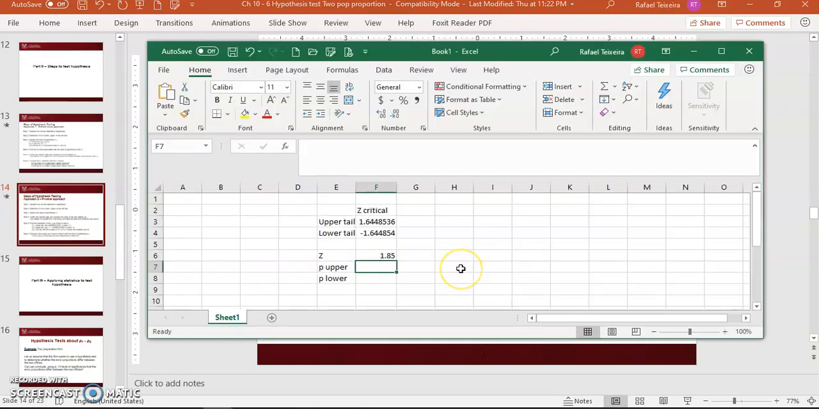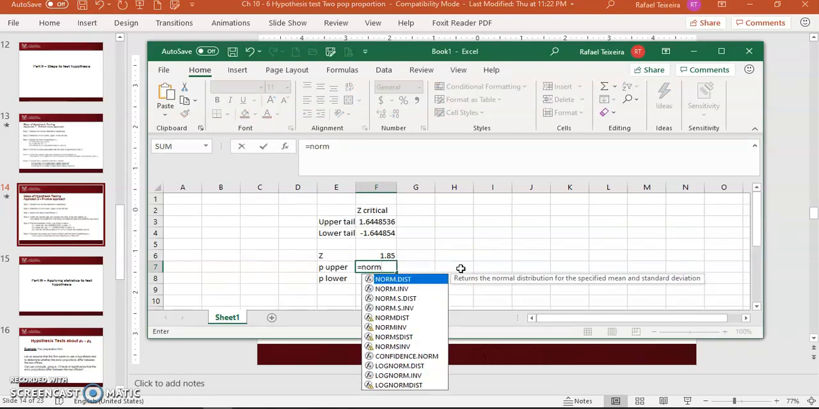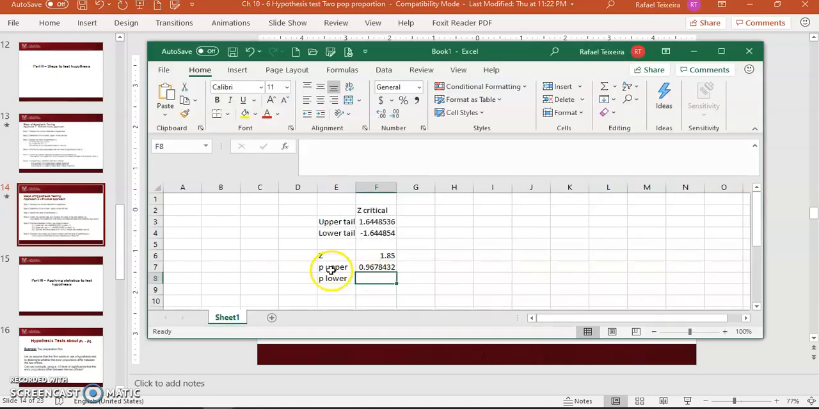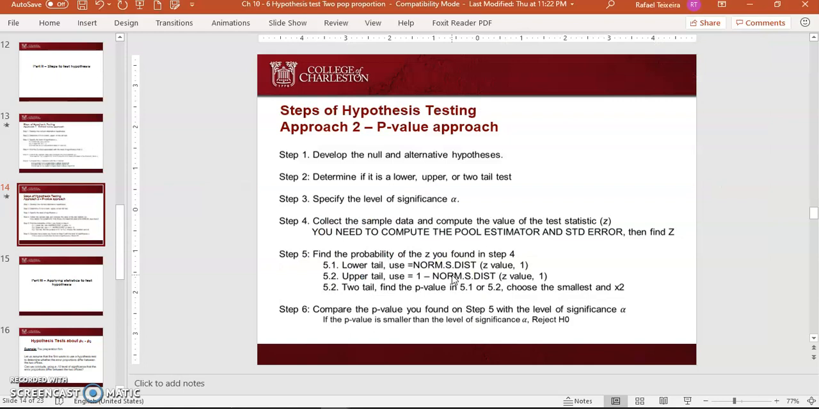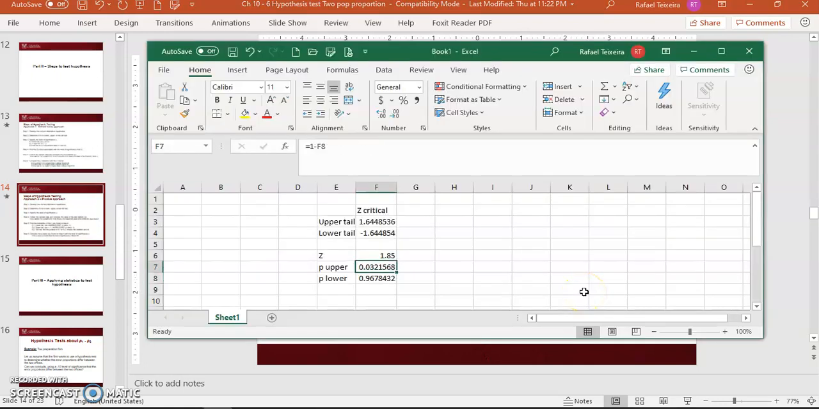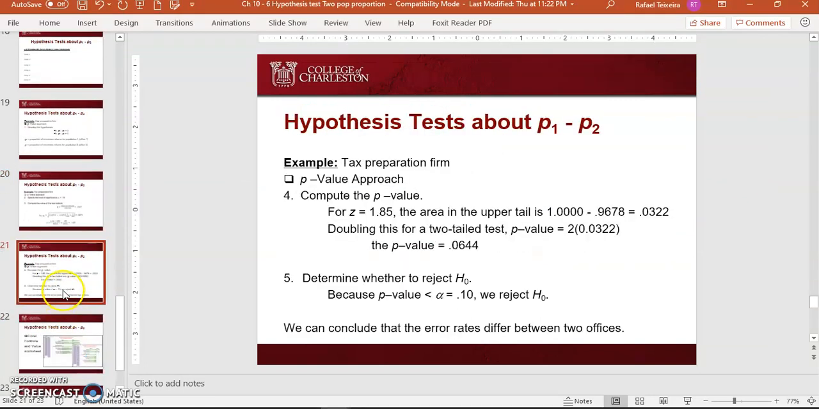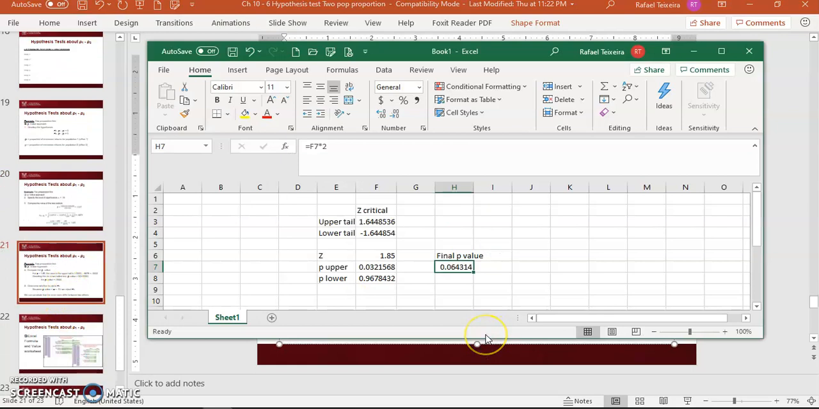I'm going to type equal NORM.S.DIST, this one, 1. I'm sorry, I switched things here. So this one is for the lower tail. The upper tail is 1 minus this number. Now I choose the smallest value. This is the smallest value, and multiply by 2. Final p-value: 0.06. This is the same thing we have here, 0.06. This is how you find it.